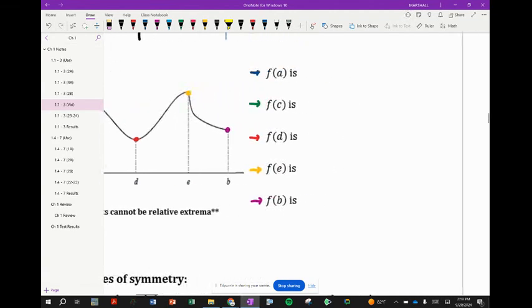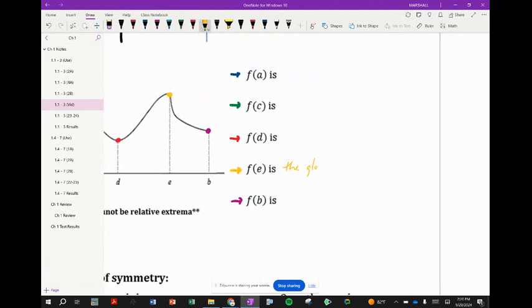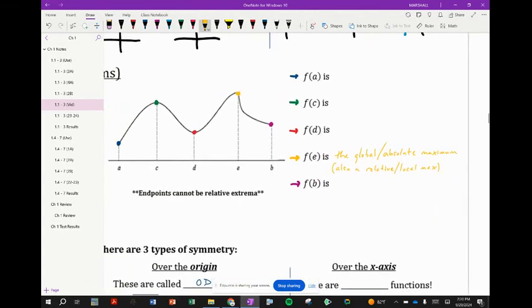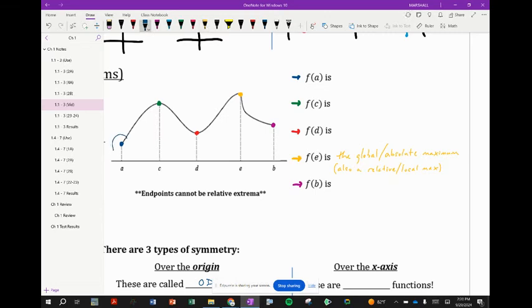F of E is the global or absolute maximum. We could also say that it is a relative or local maximum as well. Let's find the absolute minimum here. That looks like it would be happening at A, so the y value f of A is going to be the global or absolute minimum. We can't call that guy a relative or local because it is an endpoint.